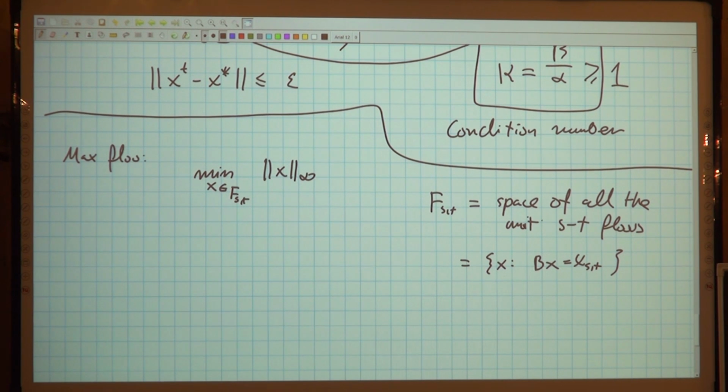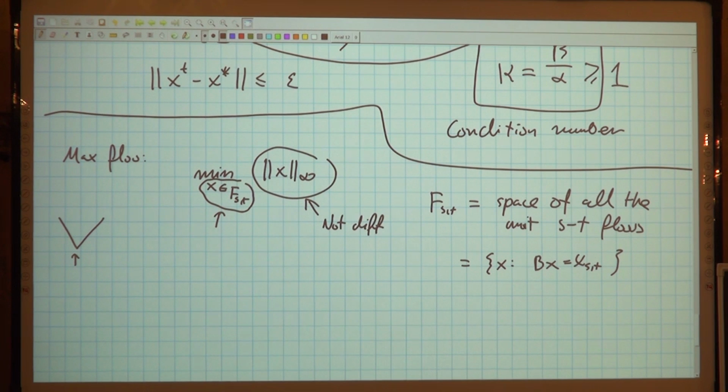But I still cannot yet apply what I just told you to this problem, because first of all, there is a constraint. So I have to take care of it somehow. The other thing is that this function is not differentiable everywhere. In one dimension, this is just the absolute value, and as you know, the absolute value has this one point where it is not differentiable. Even though this is only one point, it's actually a big deal, and I will talk about it later.